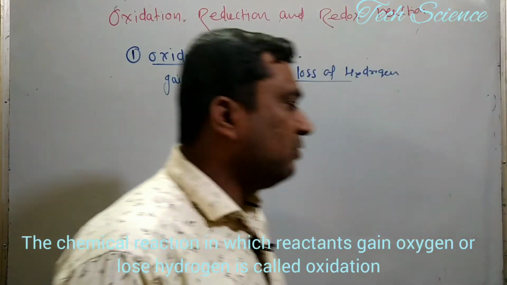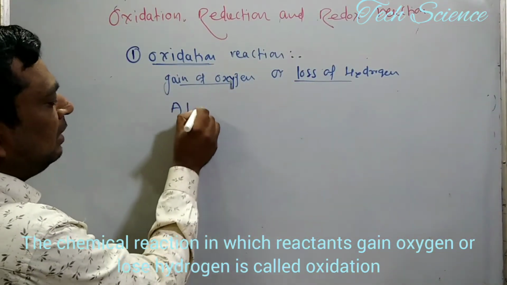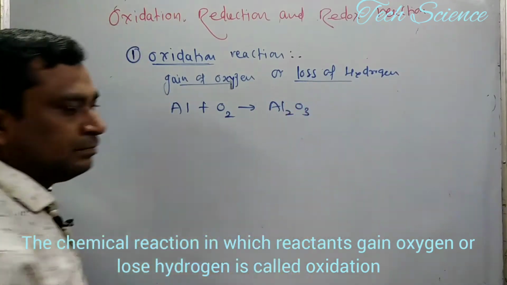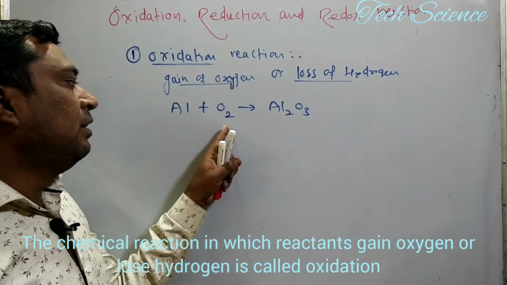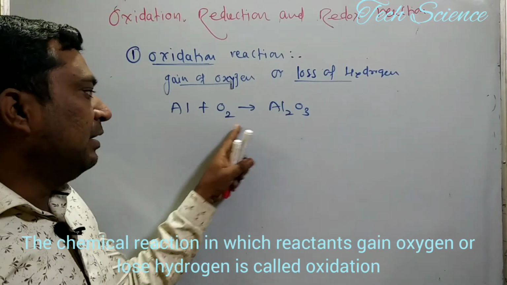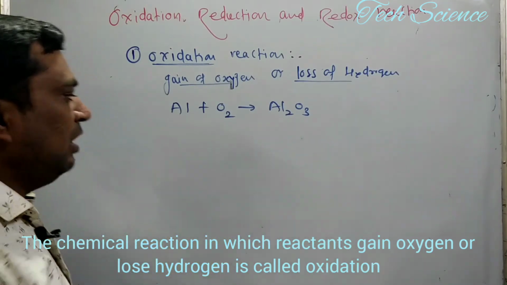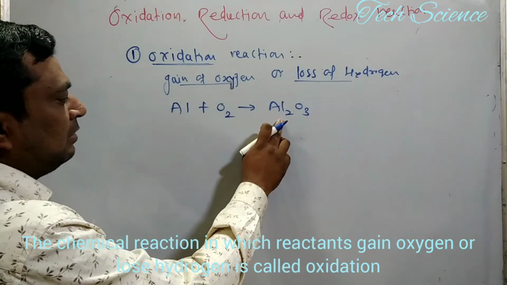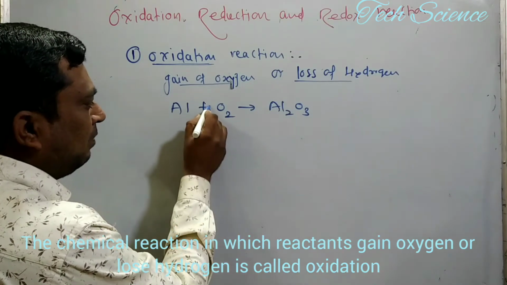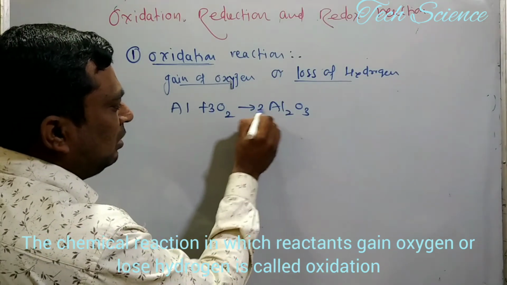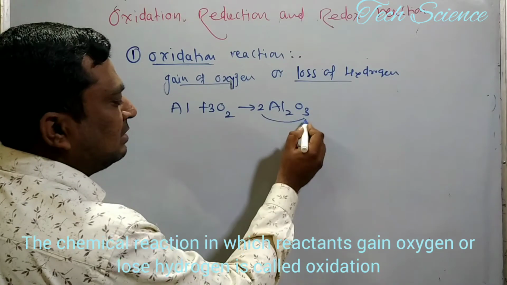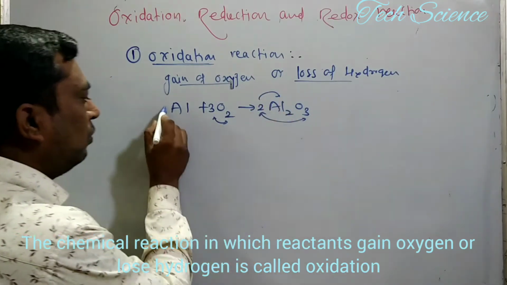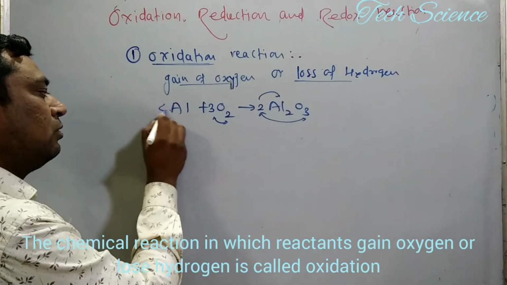For example, gain of oxygen: when aluminium is heated in the presence of air, what do you find? You find alumina. So when aluminium burns in the presence of air, you get alumina. How can you balance it? Observe, here 2 aluminiums are there and 3 oxygens are there, so you can take multiples. 3 2s are 6, so here you have to take 2 3s are 6, so the oxygens are the same. Now what about aluminium? 2 2s are 4, so you can write 4Al. Now it is balanced.